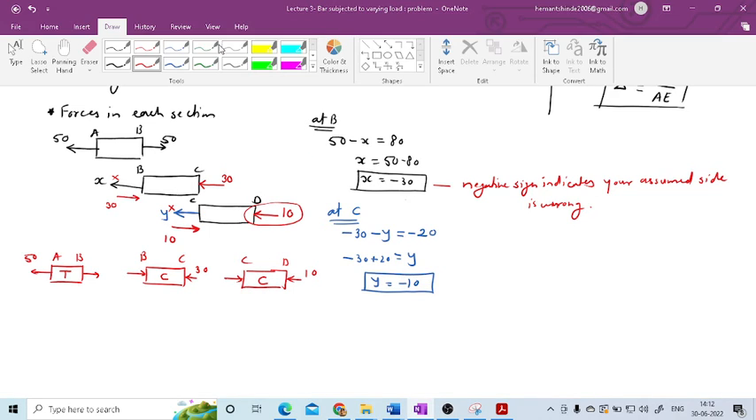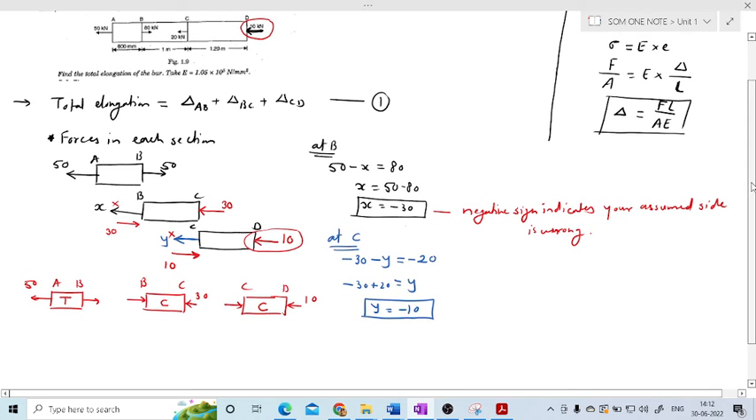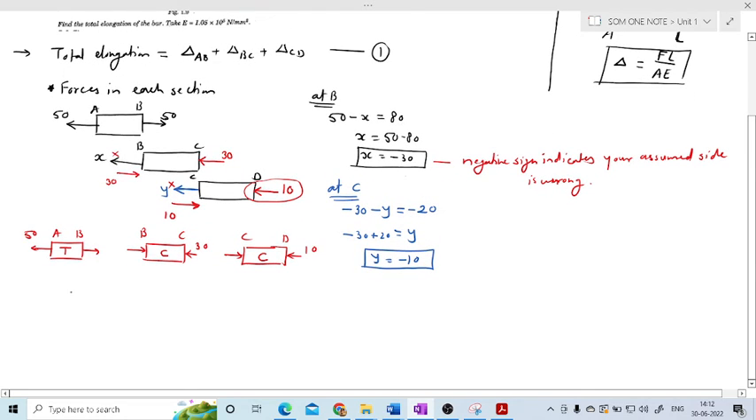So this is my final forces on AB, on BC and CD. Now we have the forces in each section. Now by using these forces you can determine the total elongation. So from equation 1 again I'll write total elongation delta, which is equal to change in length in AB plus change in length in BC plus change in length in CD. But I have not written plus.